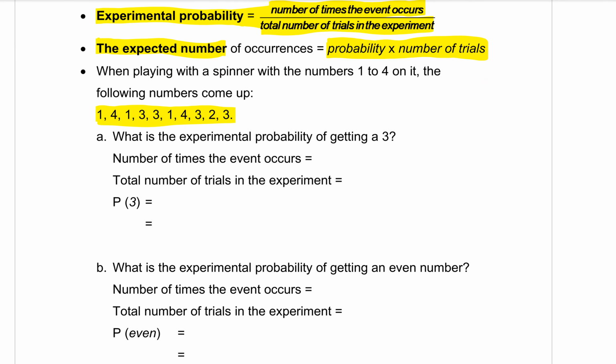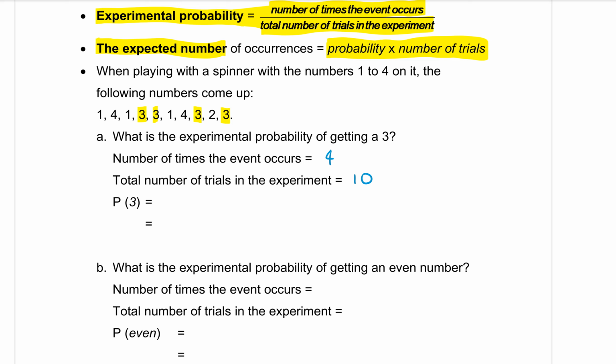Well, first of all, we need to know the number of times that the event occurs. Well, how many 3s do I get? There's 1, 2, 3, 4 3s. So there are 4 times when a 3 occurs. The total number of trials in the experiment, that's counting up all these numbers here. 1, 2, 3, 4, 5, 6, 7, 8, 9, 10. There are 10 times that we spun the spinner.